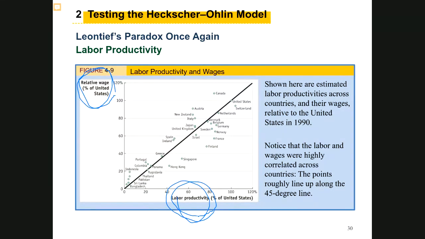As you can see from this scatter plot, the dots here are the countries. If you plot each country's data of labor productivity and wage, you see that if a country has a higher labor productivity, its relative wage is higher. So it's like a 45-degree line, which means there is a positive correlation between labor productivity and wage.